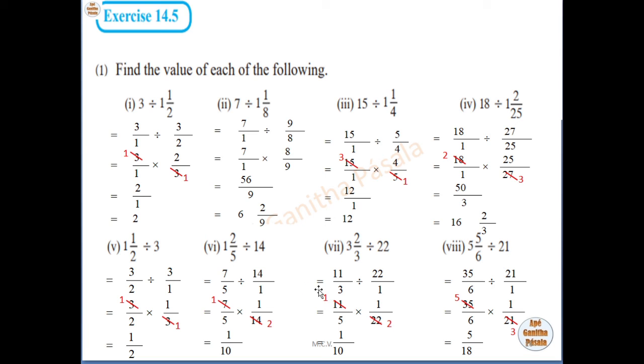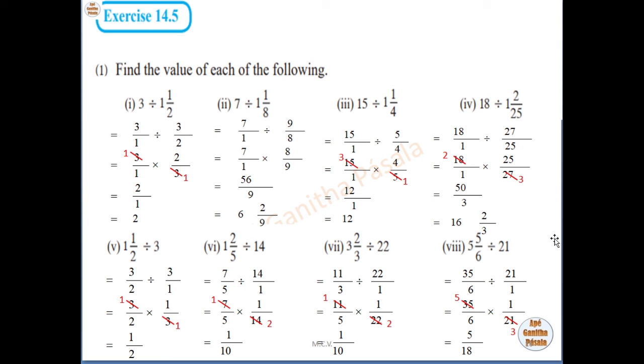11 and 22 are divisible by the same number. How many 11s for 22? 2 11s. So for 11, 1 11. For 22, 2 11s. Now multiply. 1 into 1, 1. 5 into 2, 10. 1 over 10.